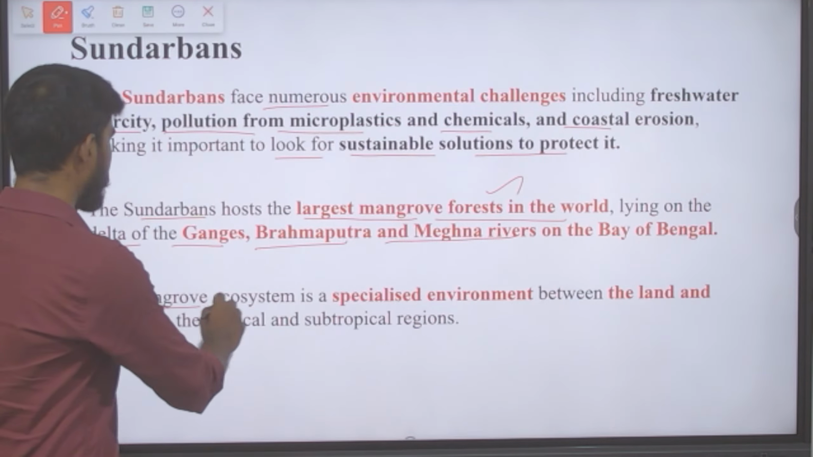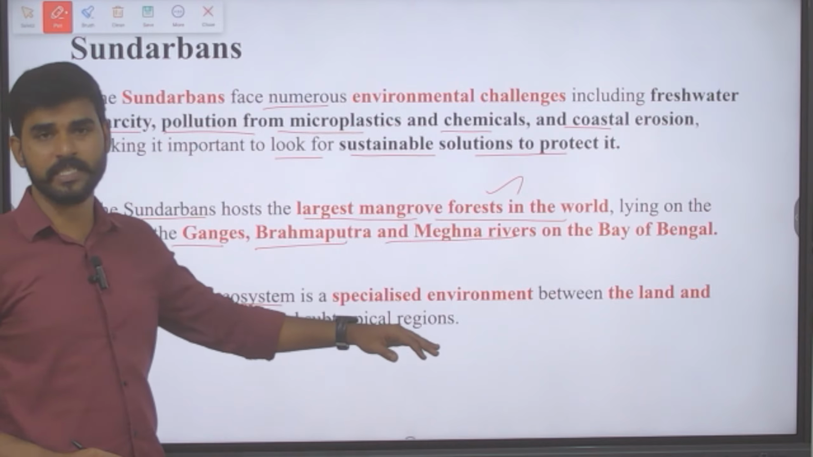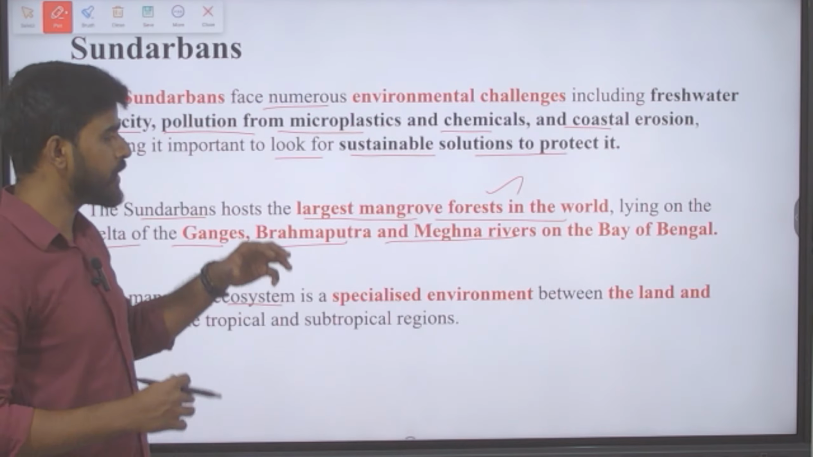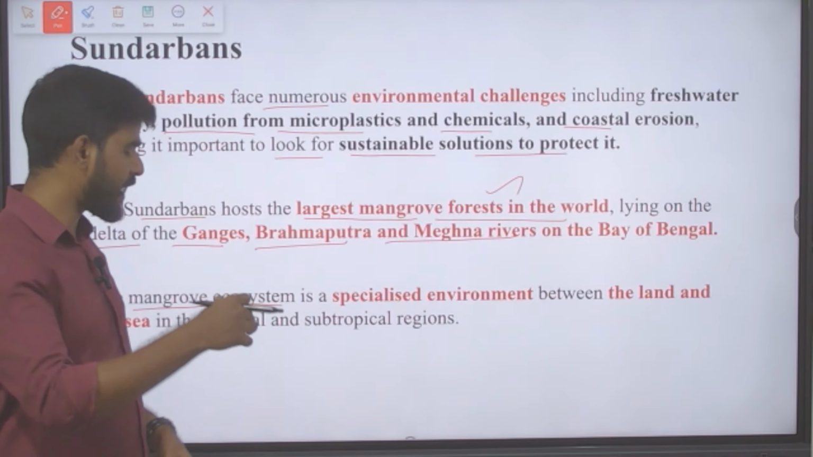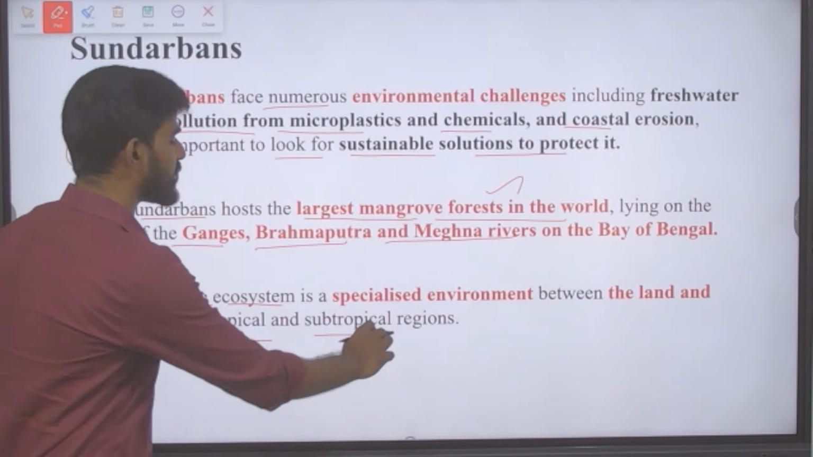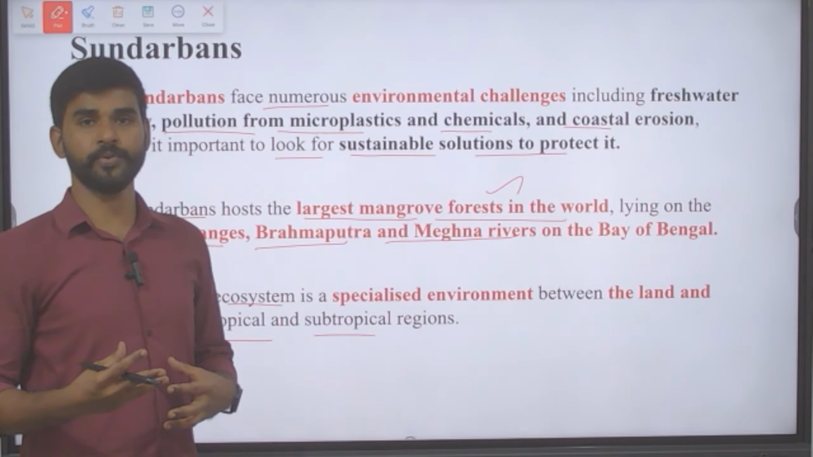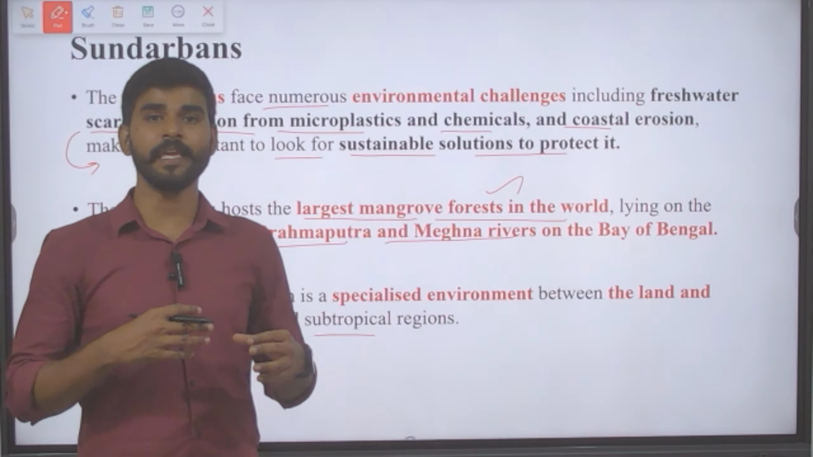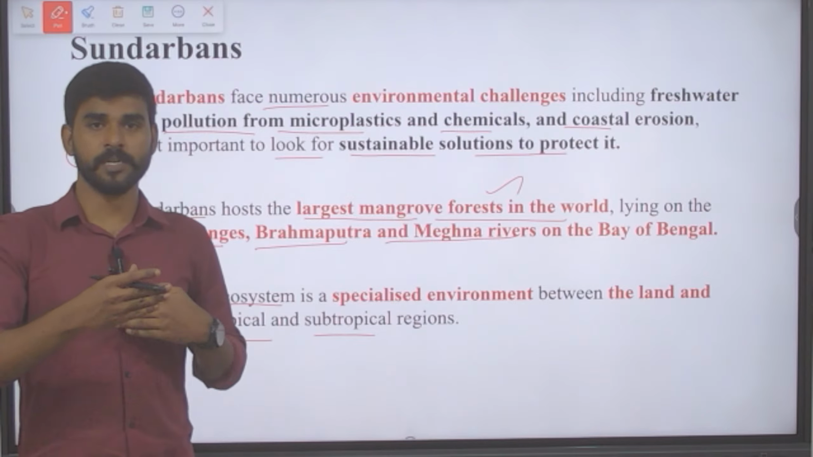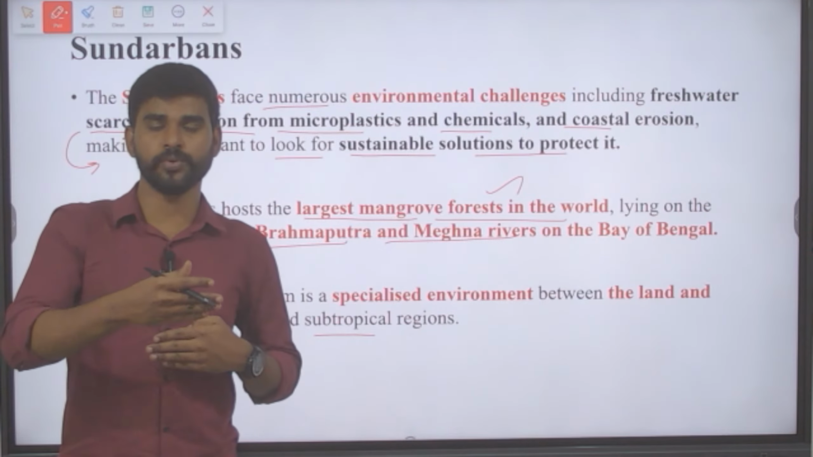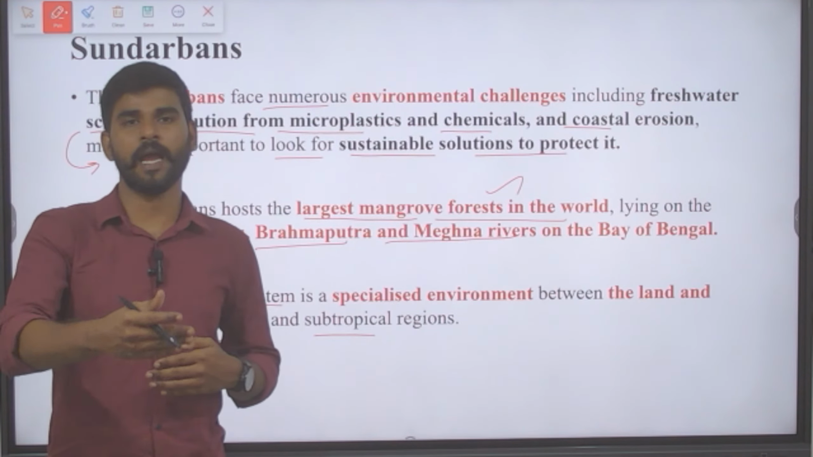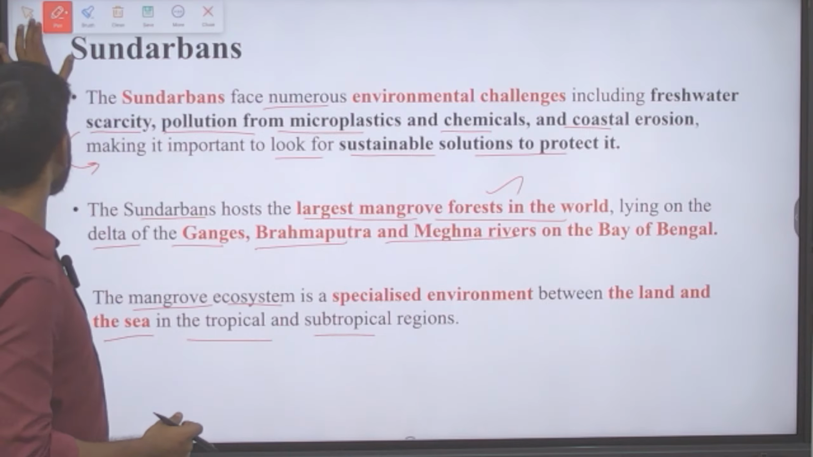And what is mangrove ecosystem? It is a specialized ecosystem lying between the land and the sea in tropical and subtropical regions. Thus, mangrove ecosystem can also be considered an ecotone, a transition zone from one zone to another, from terrestrial to aquatic. So this is what we need to know here.